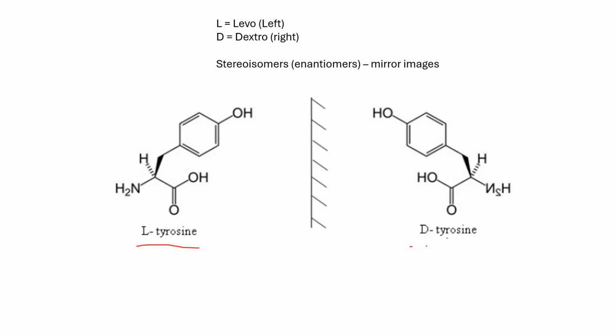You don't have to know this, but again, the chemistry person in me really likes it. You've got the L-tyrosine versus the D-tyrosine. They're mirror images. They're stereoisomers, also known as enantiomers. It's kind of like your right and your left hand. Your right and your left hand are mirror images. You can't superimpose them on top of each other, right? So this is the same way. You've got an L version and a D version.